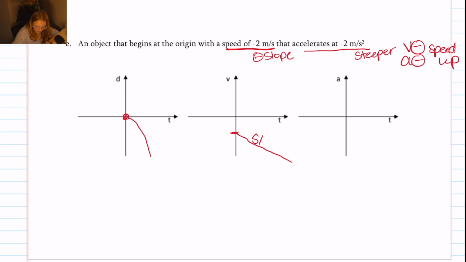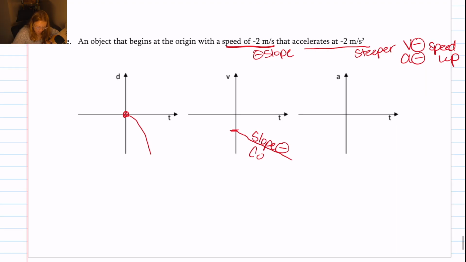Okay, so this slope is negative, and it's constant. Okay, so if it's negative and constant, that means your acceleration is negative, and constant means flat.